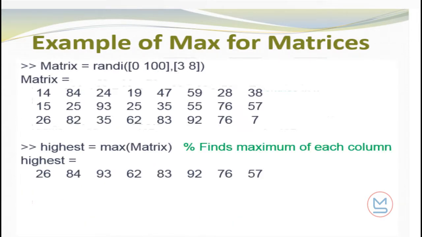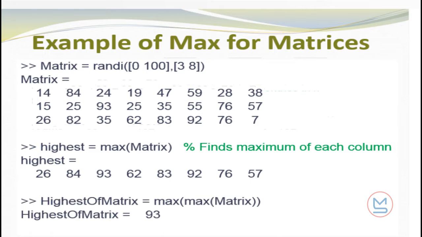If I do max for matrices, again, it's going to find the largest value in each column. So if I do highest equals max of matrix, it'll produce a vector that shows the highest value in each column of matrix. If I want the highest value in the entire matrix, I just take the max of the max, and that'll give me the largest value in that matrix, which in this case is 93.